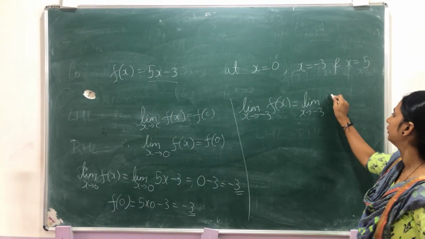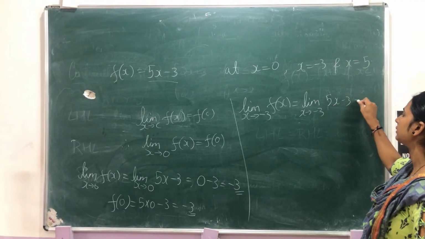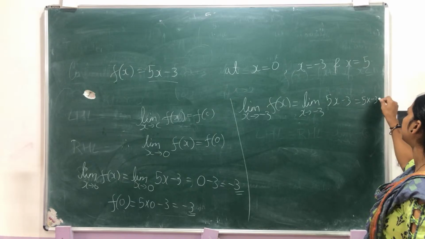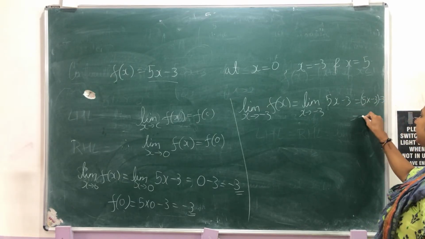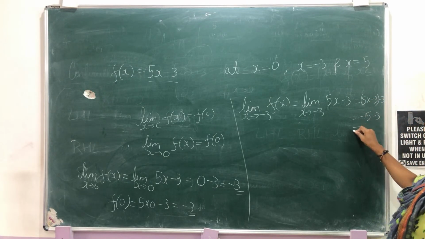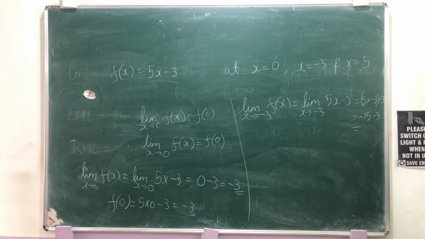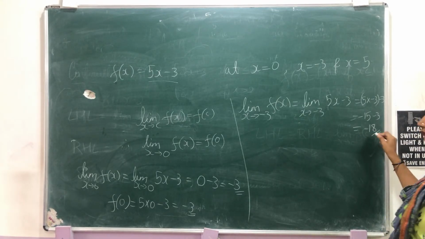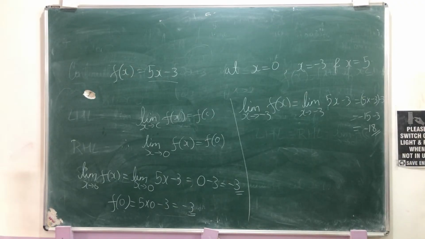f of x is what? 5x minus 3. So it is 5 into minus 3 minus 3. What is 5 into minus 3? Minus 15 minus 3. That is minus 18. Got it?